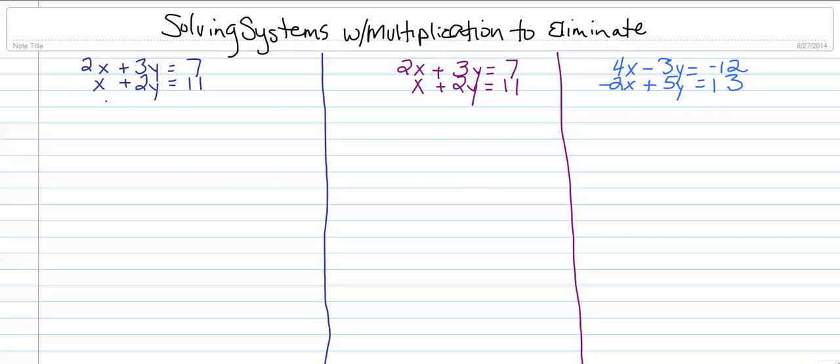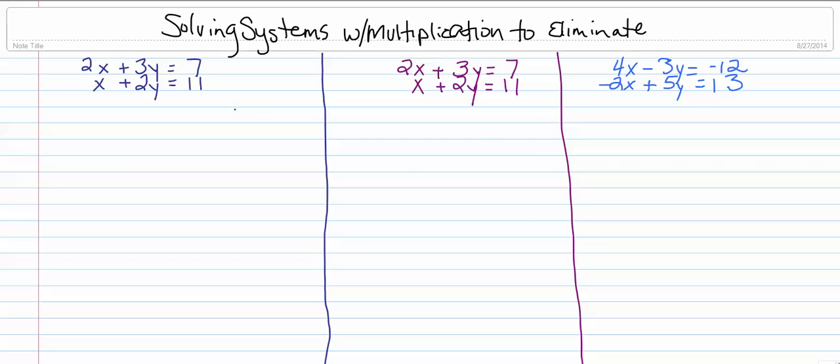I don't know if you notice the first two systems that I have here as examples. The dark blue and the purple are the exact same system of equations. What I'm going to do one time is eliminate the x and solve for y. And then the second time, I'll do it in the other direction. I'll eliminate the y and solve for x.